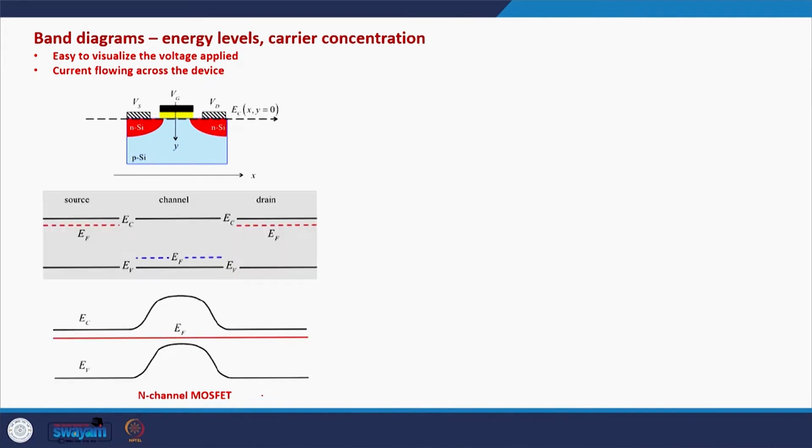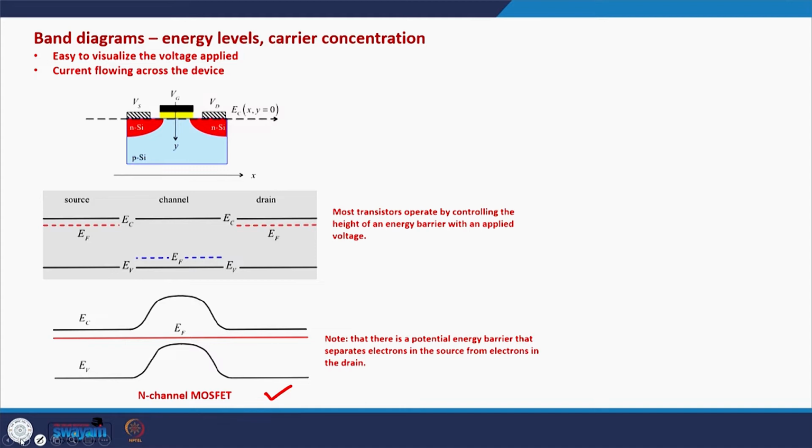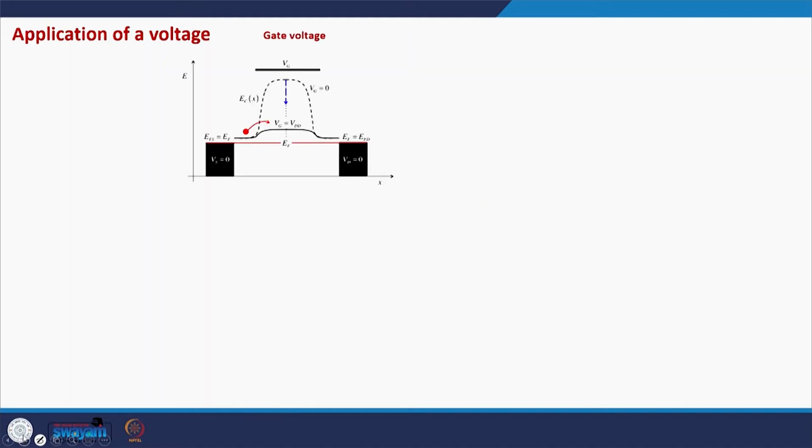This band diagram is an extremely useful tool in order to understand the MOSFET electrostatics and MOSFET current characteristics. In fact, most of the electrical characteristics can be understood with the band diagrams, and how the band diagram, or how this barrier, changes with the application of gate voltage and drain voltage, that's what we will see.